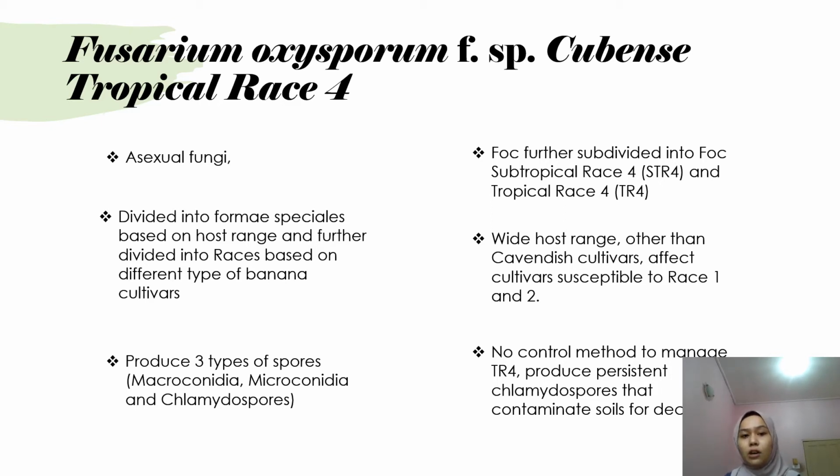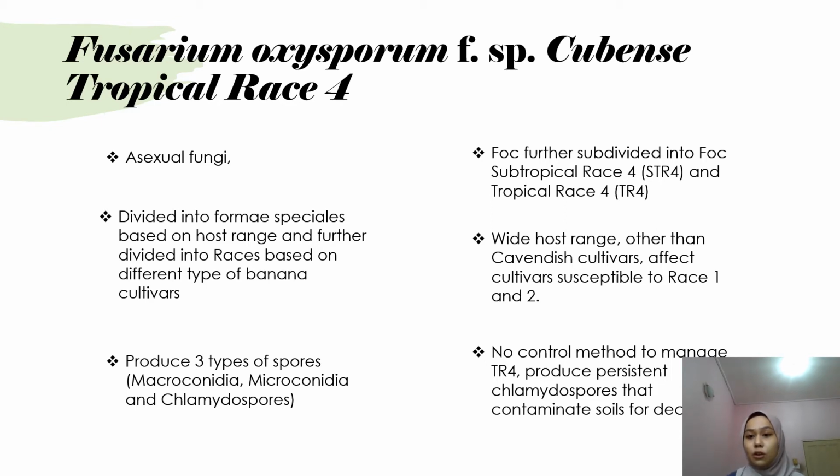Next we'll move into Fusarium oxysporum f. sp. cubense tropical race 4. TR4 is an asexual fungus, and FOC has been divided into formae speciales based on the host range, and further divided into races based on the different types of banana cultivars that they infect. Because it is an asexual fungus, it produces three types of spores: microconidia, macroconidia, and also chlamydospores.